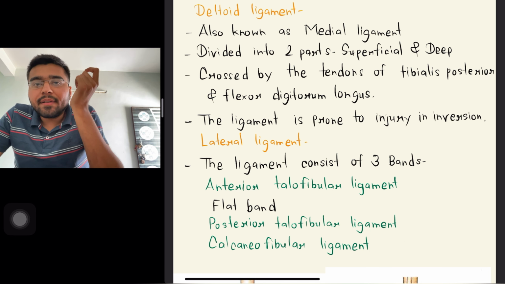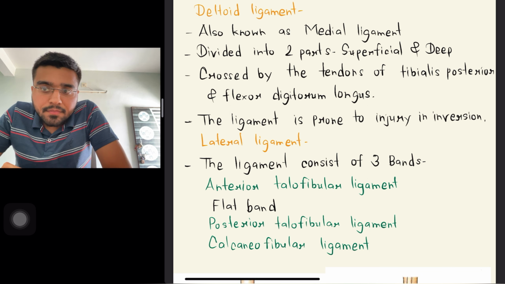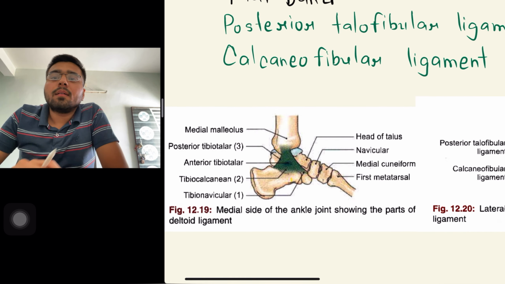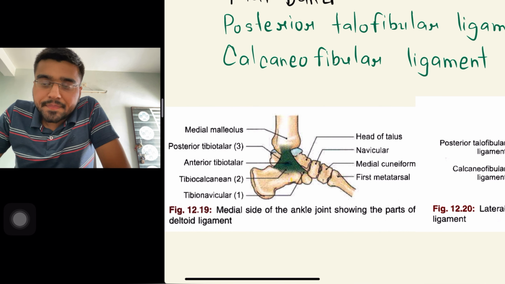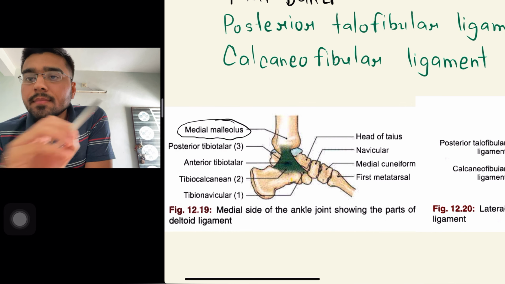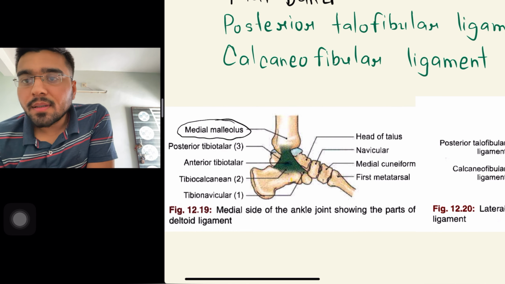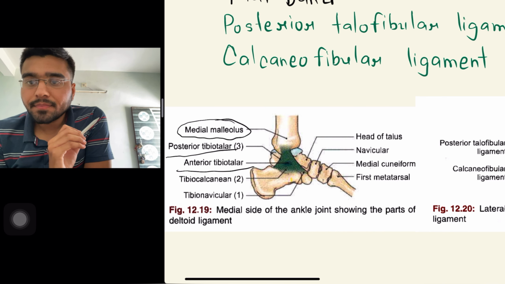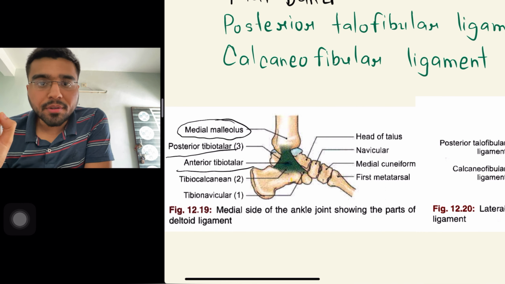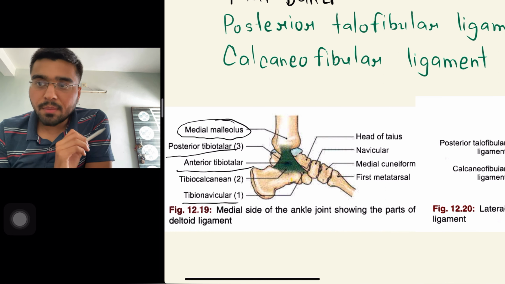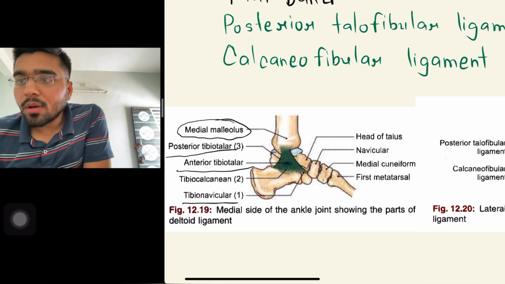Now the third ligament is the lateral ligament. Let us see our medial ligament or deltoid ligament in the figure. This is our deltoid ligament. See, this is our medial malleolus. This is the posterior tibiotalar part, this is the anterior tibiotalar part, and this is the tibionavicular part of the deltoid ligament. This bone is the head of the talus.